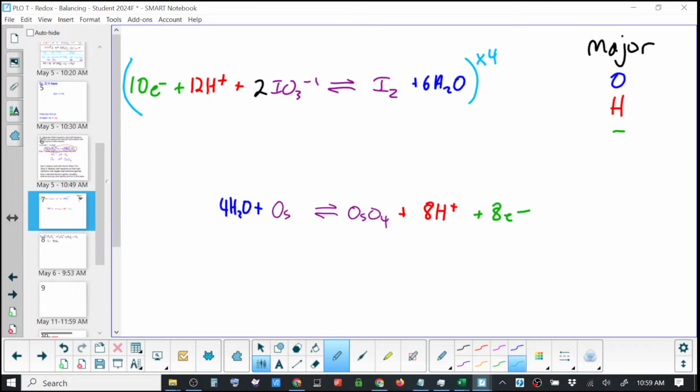We need a common number of electrons to get them to cancel. So we multiply this one by 5, because we can't have electrons in any equation. So they have to cancel.